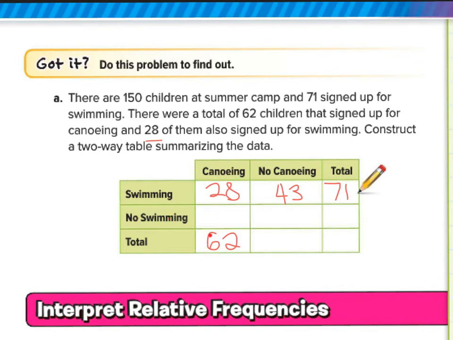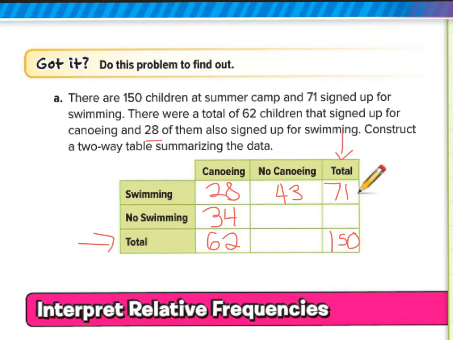We find the difference between 28 and 62 to fill in that gap. 28 plus a number is 62, or 62 minus 28 is equal to 34. Okay? Now, I do have one more number that was given to me, and that is the total number of students. There are 150 children at summer camp. So altogether, right here at the corner where the total goes, and I say total because I mean this total and this total, is 150.